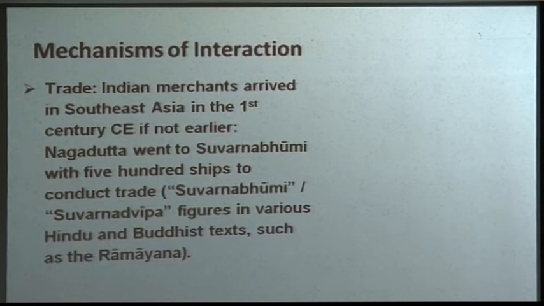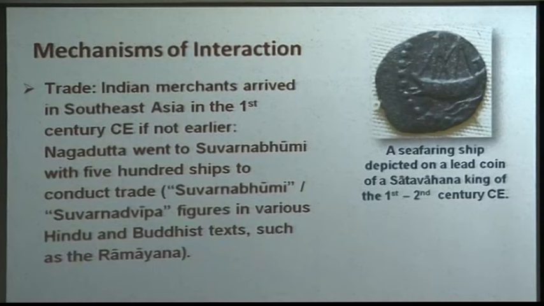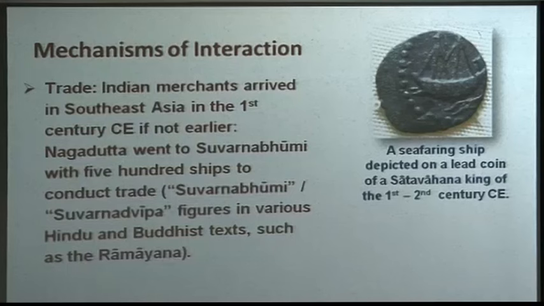And in fact, here you have a coin, a little later, first or second century CE, that means AD, from the Shatavahana dynasty, which shows a seafaring ship. You can notice the two masts, and you see how this is a slightly more sophisticated ship than the Harappan boats we saw earlier, and this ship is crossing the seas.